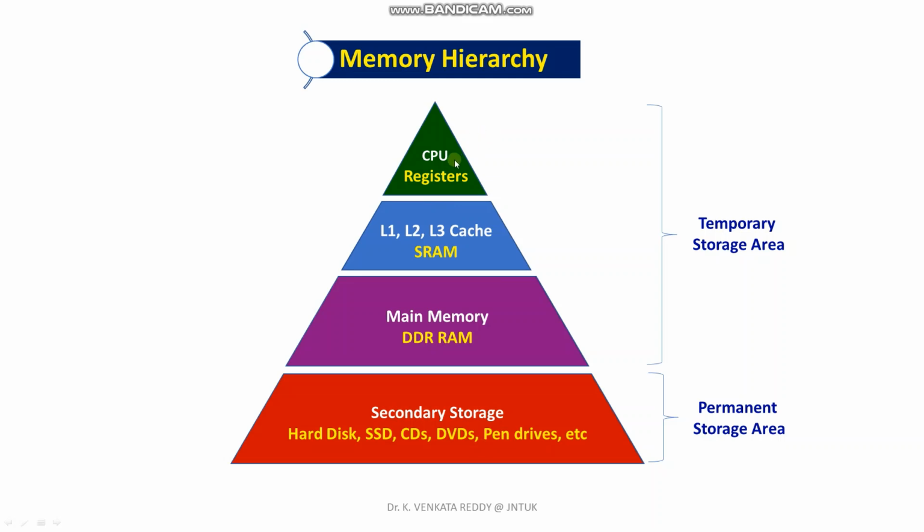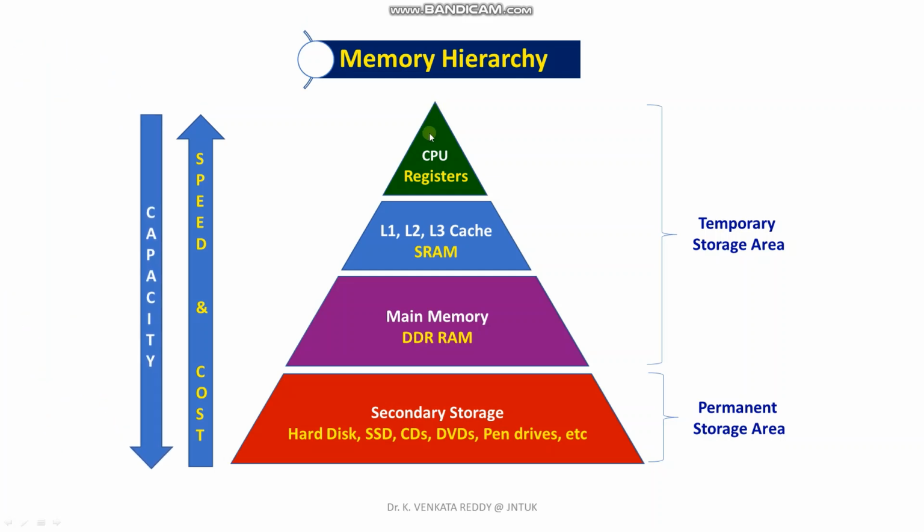In computers, we use a very small amount of static memory as computer registers. We use a few megabytes of static memory as cache memories, a few gigabytes of dynamic memory as main memory, and a few terabytes of secondary storage memory. When you move from the secondary storage to computer registers, the speed of the memory increases and hence the cost of the memory also increases. When you move from the computer registers to the secondary storage, the volume or the capacity of the memory increases.